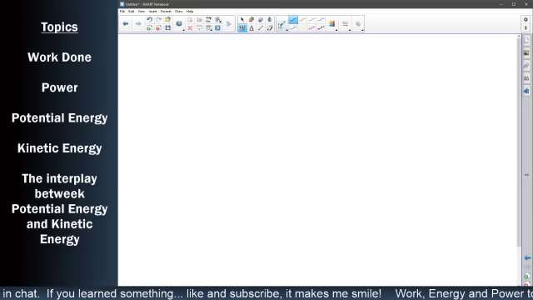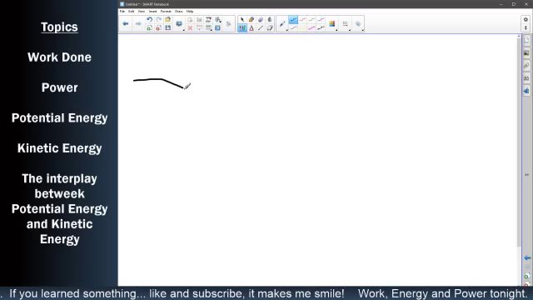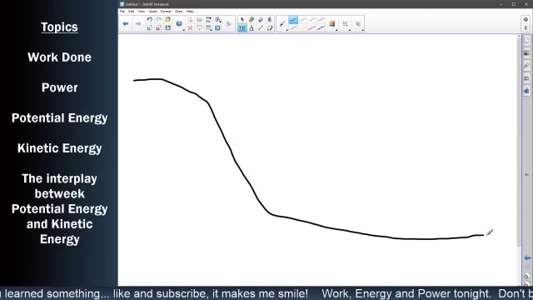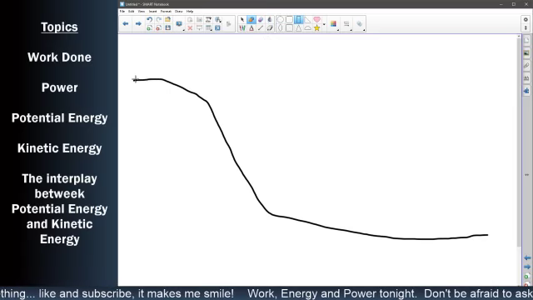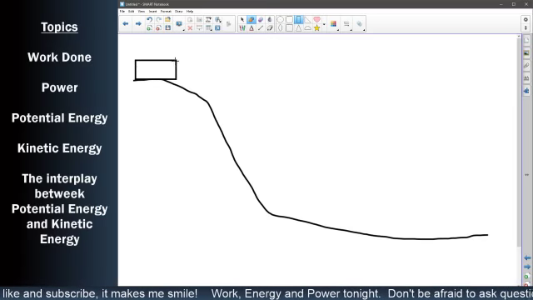Okay, so let's get ourselves some form of track here. I really need to get myself a drawing tablet. Actually, I don't, because it gives me an excuse to have really crap diagrams.